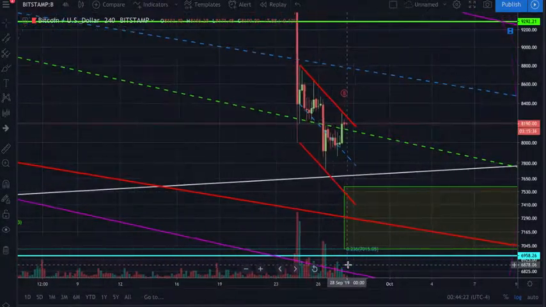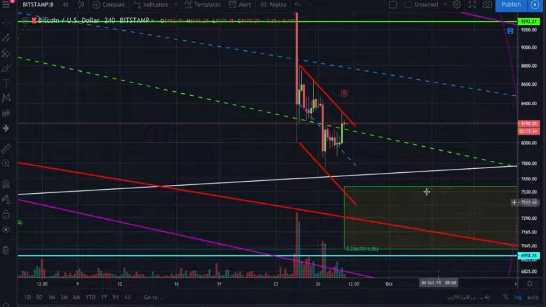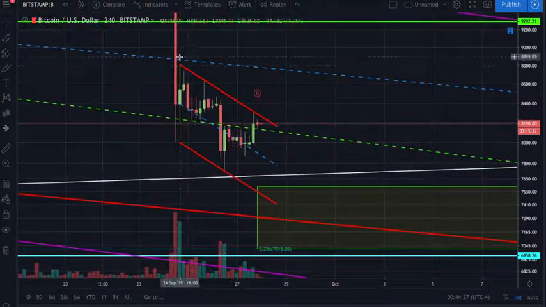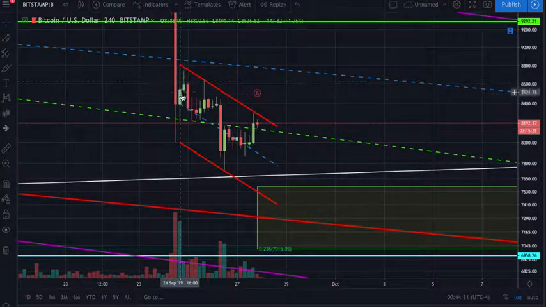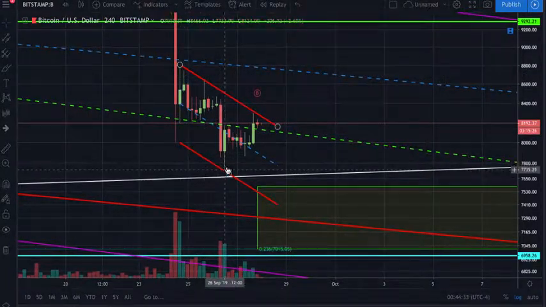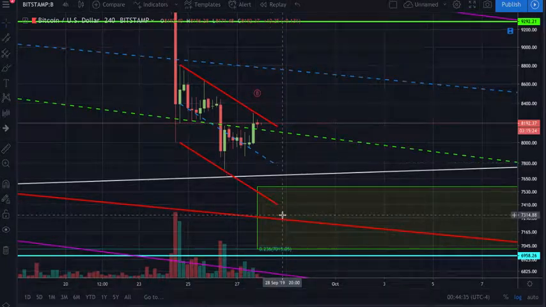Even if we do find consolidation, we'll at least get a strong bounce from there. But this is bearish. This still looks bearish to me. We're basically putting in lower highs and lower lows, lower highs and lower lows.